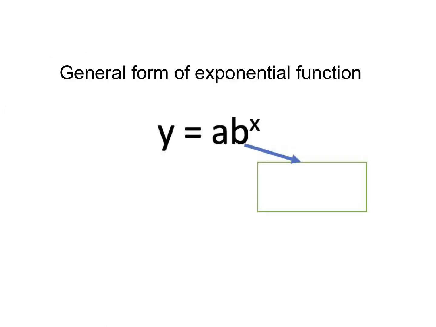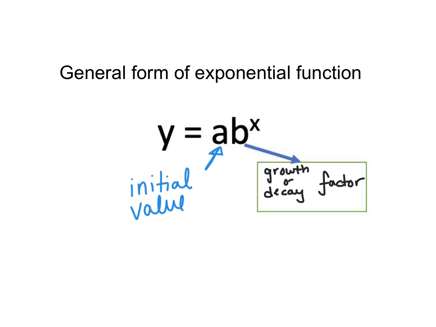So the general form of an exponential function looks like this, where b, your base, is also known as your growth or decay factor, depending on if your population's growing or if it's decaying. And this a value is like your initial value or your starting point, where we had 50 bacteria in the previous example.